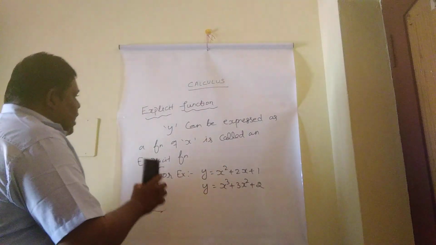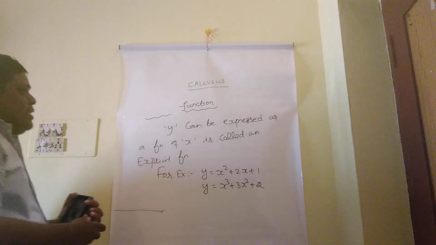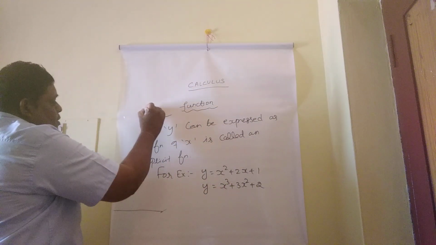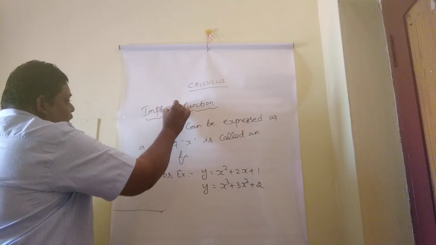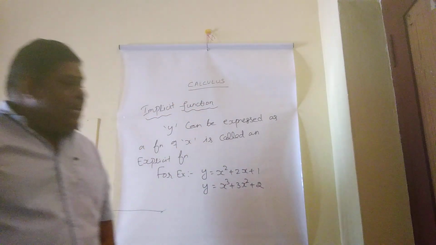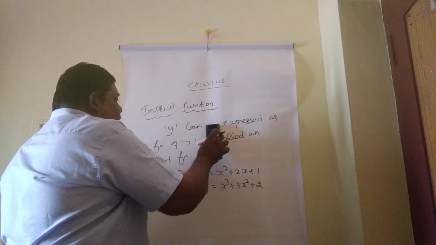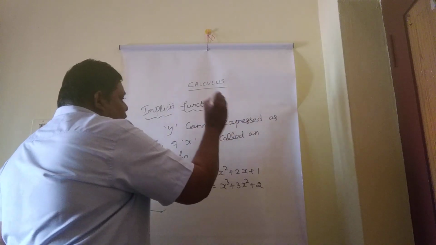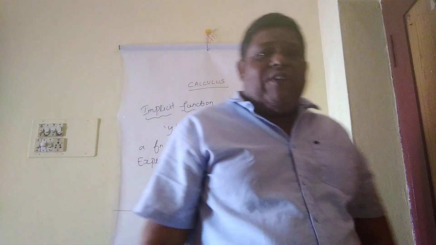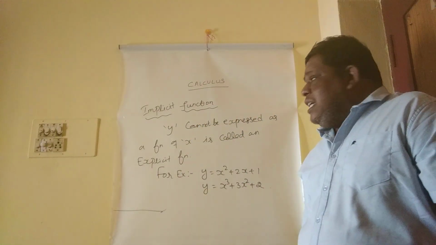Now next heading, implicit function. Y cannot be expressed as a function of x. Y cannot be expressed as a function of x is called an implicit function.